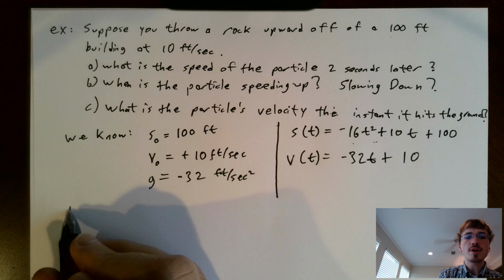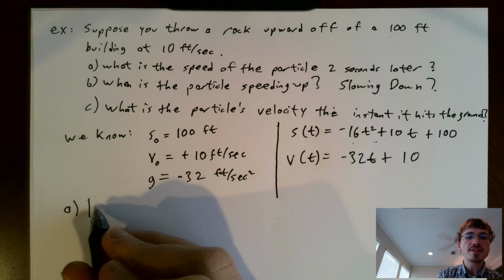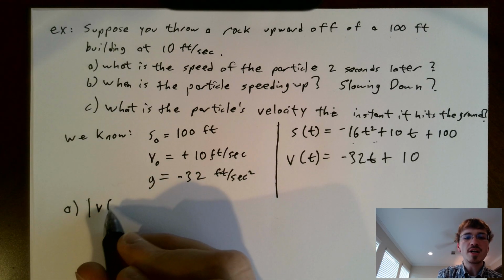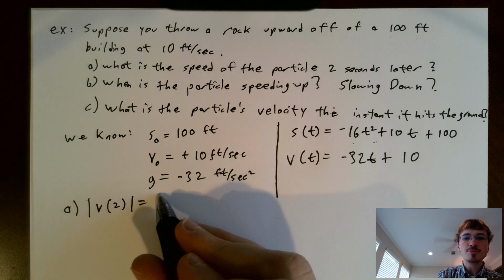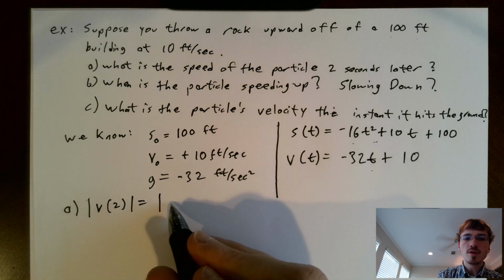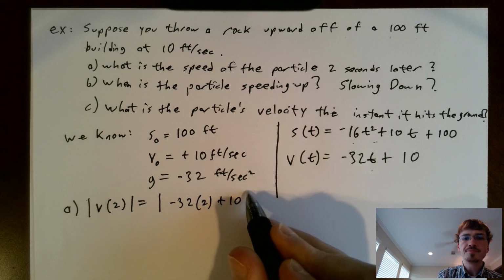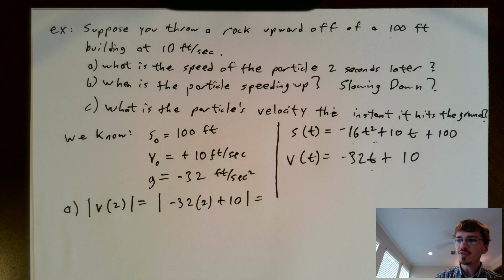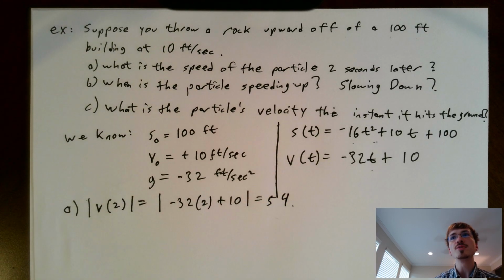So, part A. What's the speed 2 seconds later? Well, it's asking us to compute the absolute value of the velocity at time t equals 2, right? So this is the absolute value of negative 32 times 2 plus 10, which is positive 54, right? The absolute value gets rid of that negative.